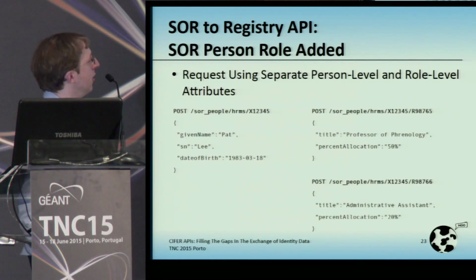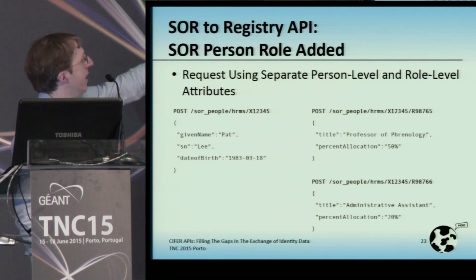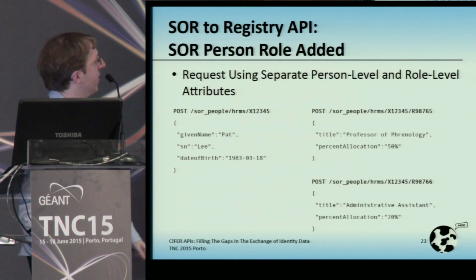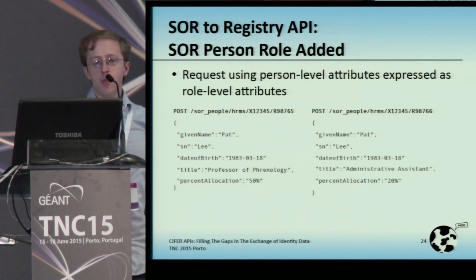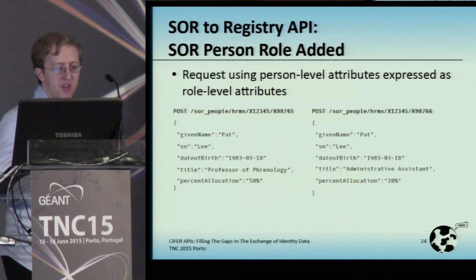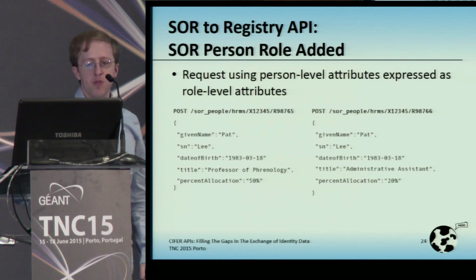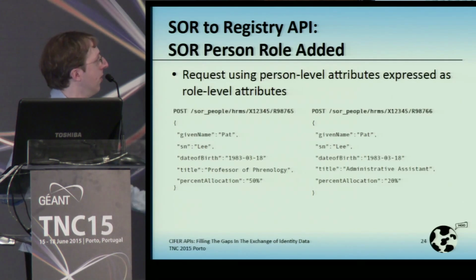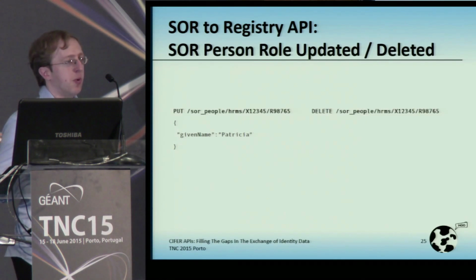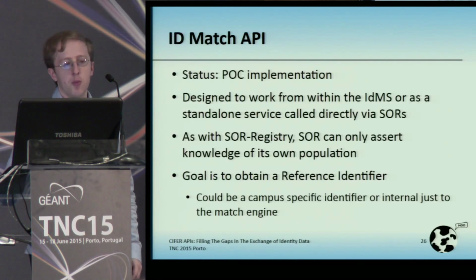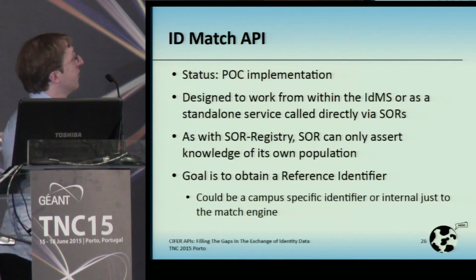In the left-hand column, the HR system is passing just person-level attributes. In the right-hand side, it's passing role attributes as a separate transaction. In this case, it's basically the same data being conveyed, but it's just coming in as a role transaction. Beyond that, you've got the typical questions around updating and deleting. If you've seen one RESTful API, you've seen them all. So that's SOR to registry.